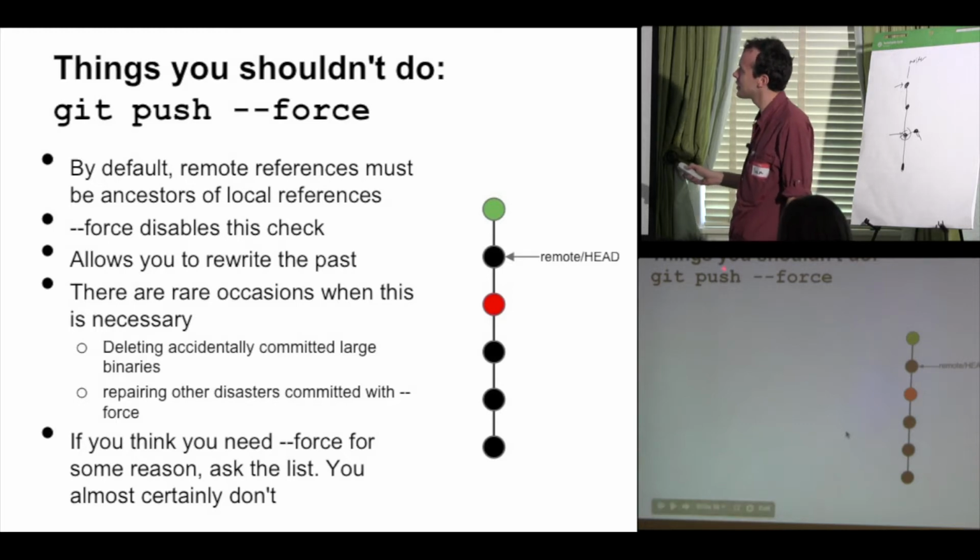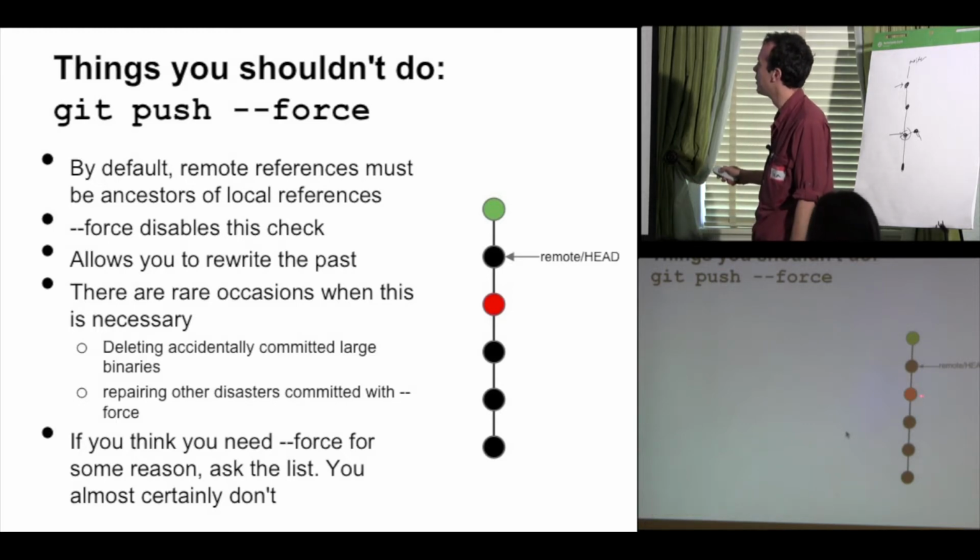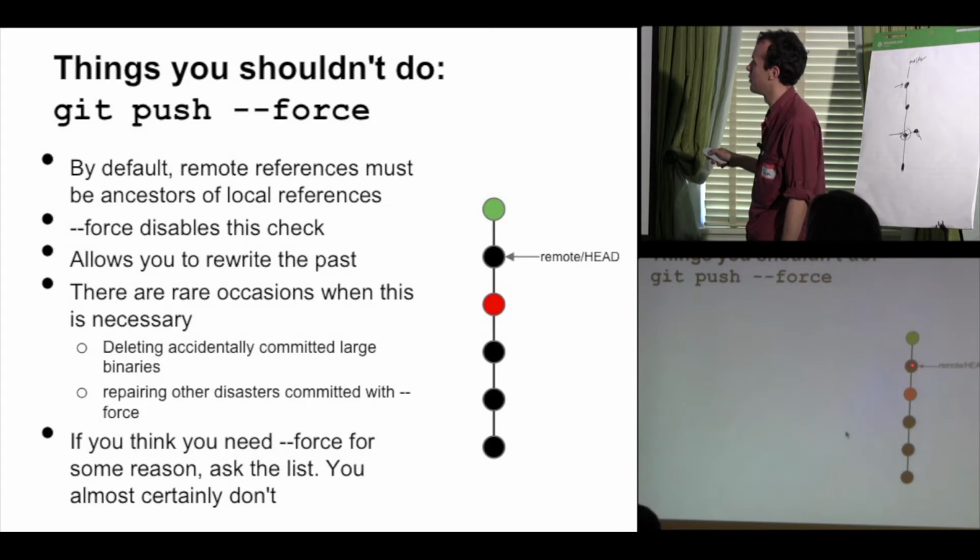The first thing that you really shouldn't do is this command called git push --force. Let's say I'm here, and the remote head is there. So in the remote repository, the most recent commit is here. I would do a git pull, and then I would be up to date with the remote repository. And then I could do a git push and push this new green one.